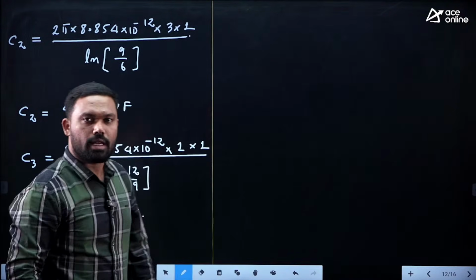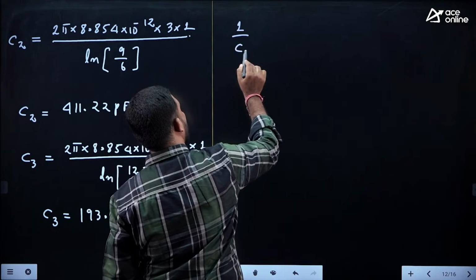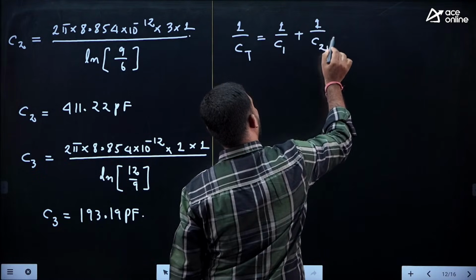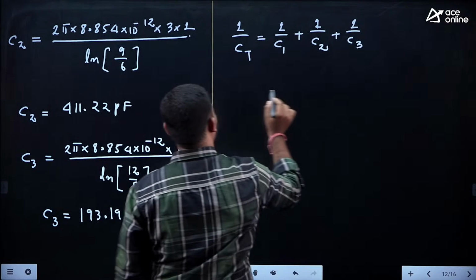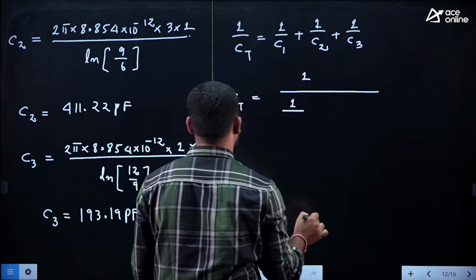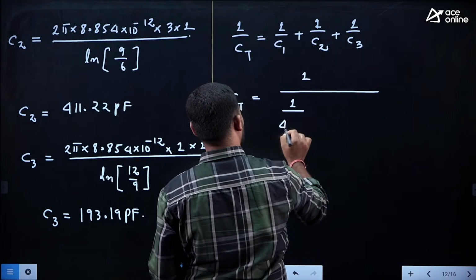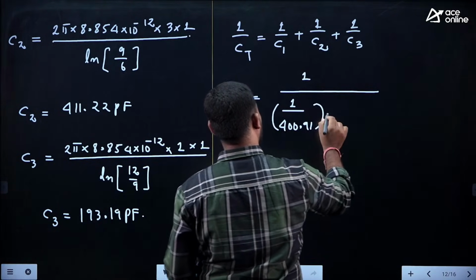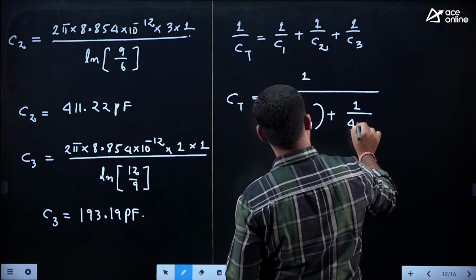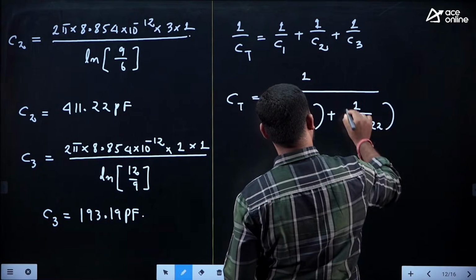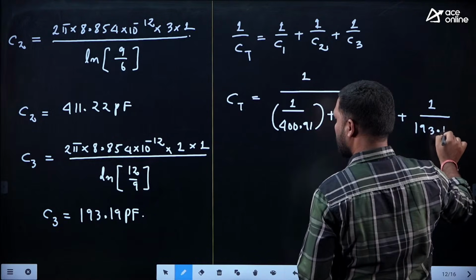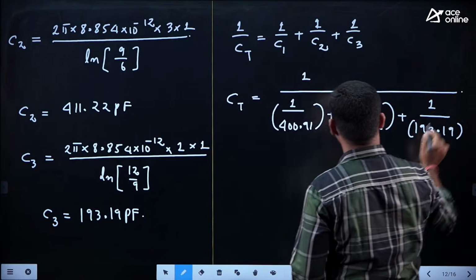As they are connected in series, what is the C equivalent? 1 by C equivalent is equal to 1 by C1 plus 1 by C2 plus 1 by C3. So the C total is equal to 1 divided by 1 by C1. What is the C1, guys? 400.91, everything is in pico, so the resultant will also be in pico, I am just avoiding that. Plus 1 by 411.22 plus 1 by 193.19.